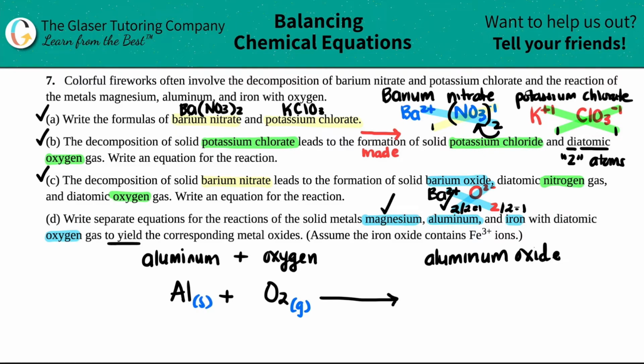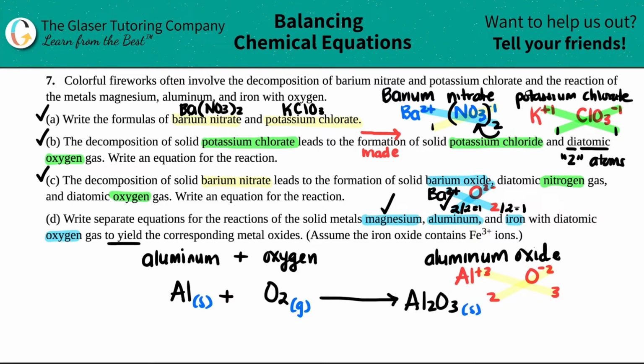But now we need to do the crisscross method to find aluminum oxide. Aluminum has a +3 charge. It's in group 13 or 3A. And then oxygen, like we said before, is a -2. So if we crisscross, turns out that I need 3 oxygen and I need 2 aluminums. I can't simplify this, so this would just be Al2O3, and technically this should be a solid.